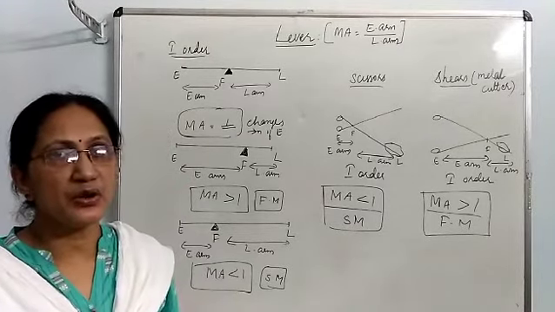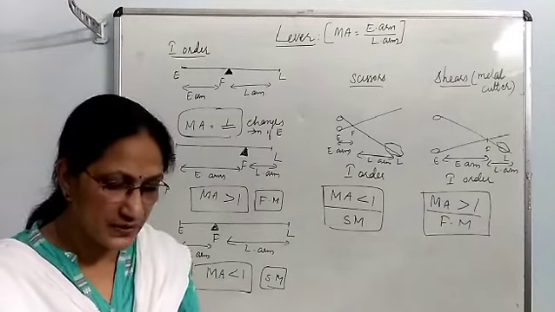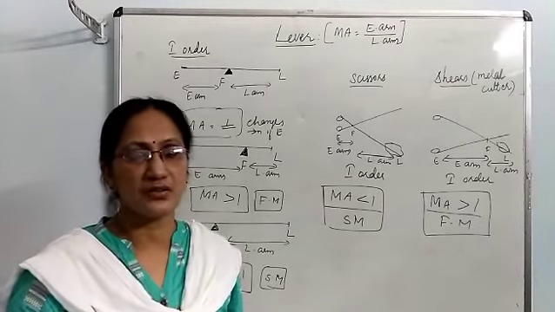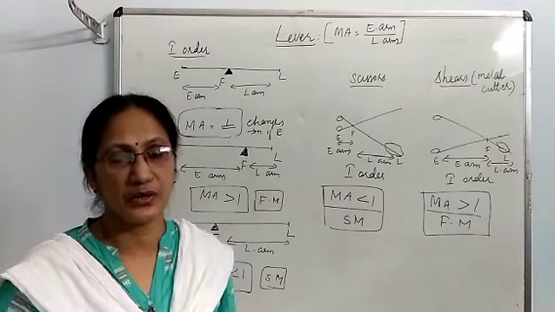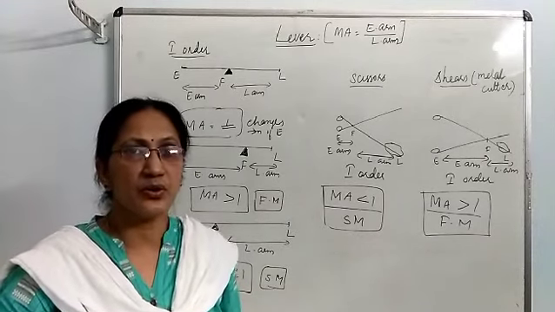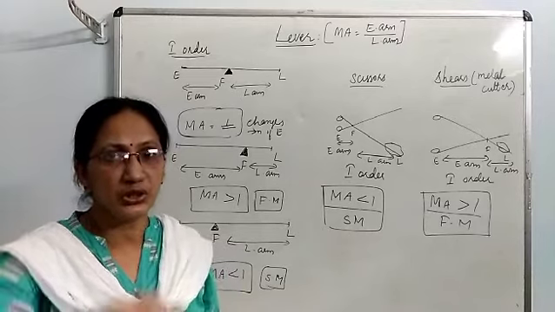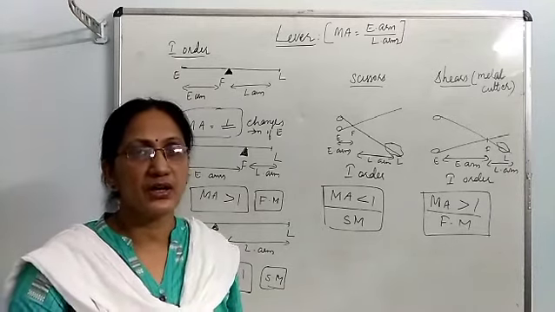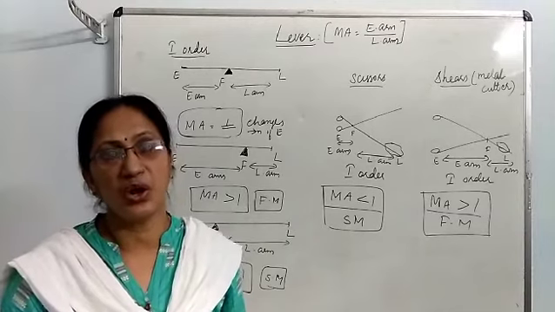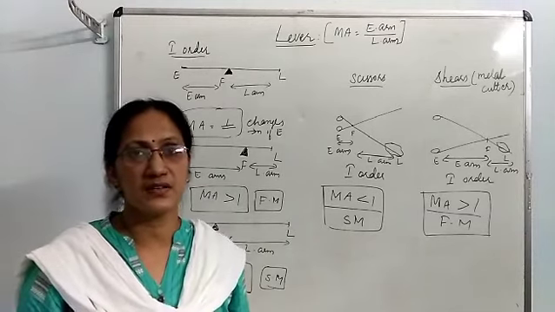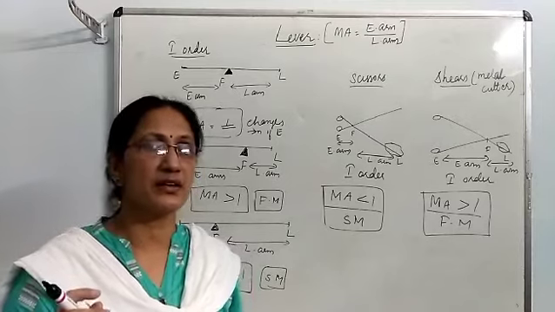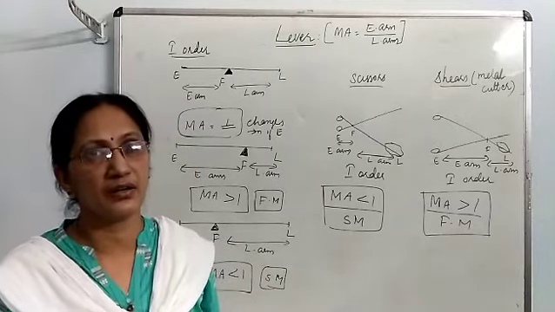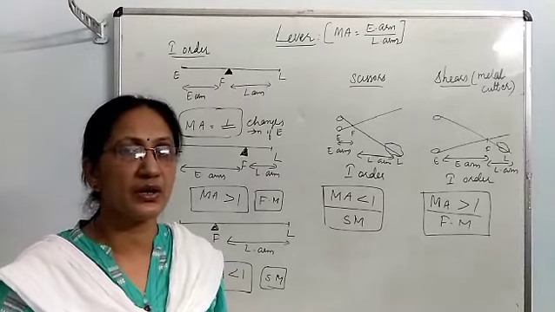Then for second order lever, you can give this example. When we try to raise our body weight on our toes, when you are trying to stand on the toes, the toes which are touching the ground are the fulcrum point. Your body weight is the load acting, and the muscles on the leg apply the effort. Load comes between fulcrum and effort, so it is a second order lever.